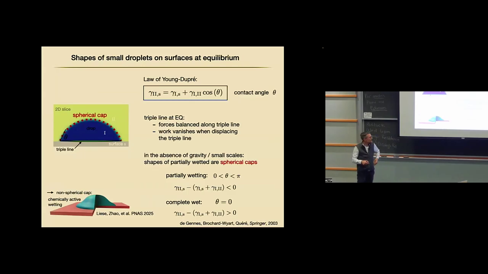And one recent way we actually worked on, also together with Frank, is on chemically active wetting. So there we looked at a binding process that was maintained out of equilibrium. And then even though this process is pretty much localized here on the triple line, you can get significant distortion from a spherical cap shape.